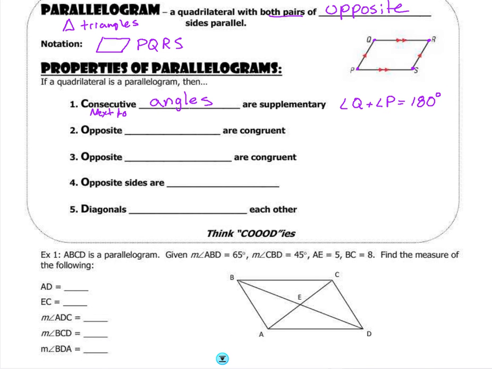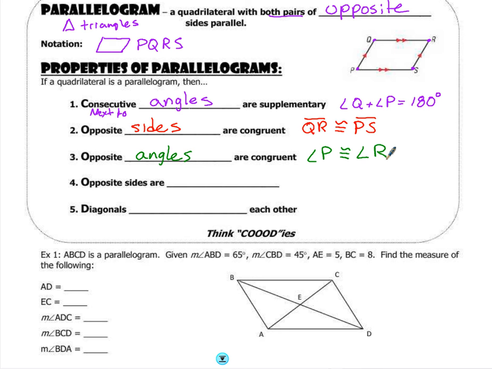Second property is that opposite sides are congruent. If I have side QR, that side is going to be congruent to side PS. We also know that opposite angles are congruent. So again, if I'm standing at angle P, then it would be congruent to angle R, or Q to S.